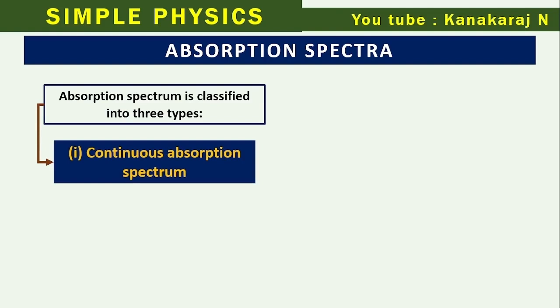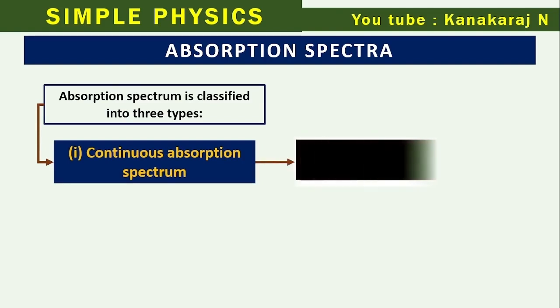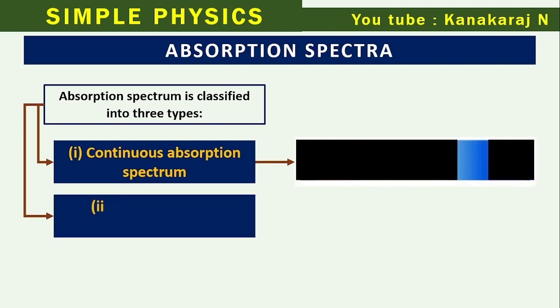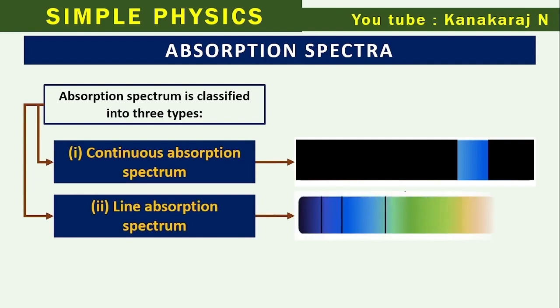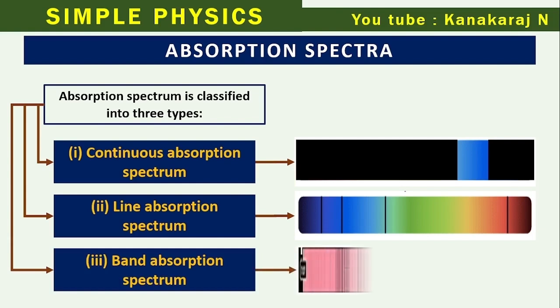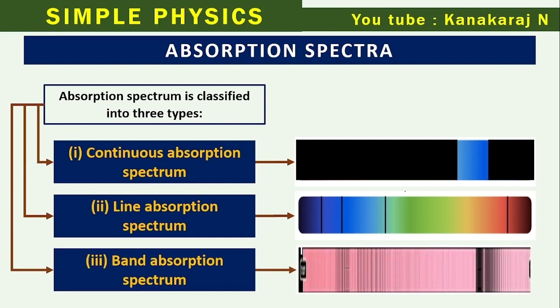The first, continuous absorption spectrum, and it looks like this. The second one, line absorption spectrum, and it looks like this. The third one, band absorption spectrum. You find closely packed dark lines in a colored background.